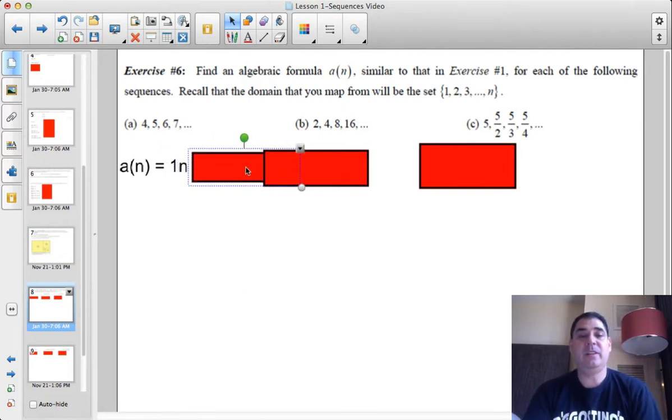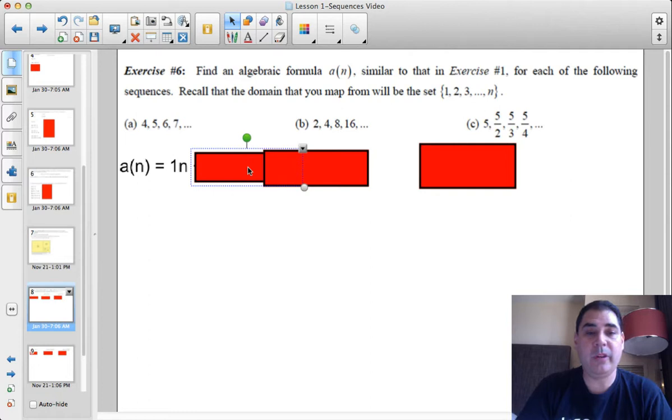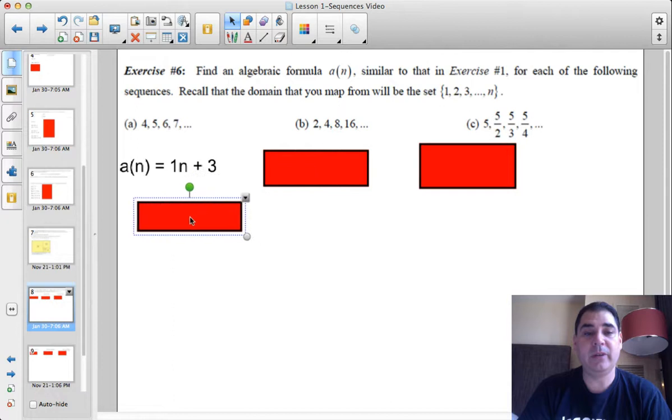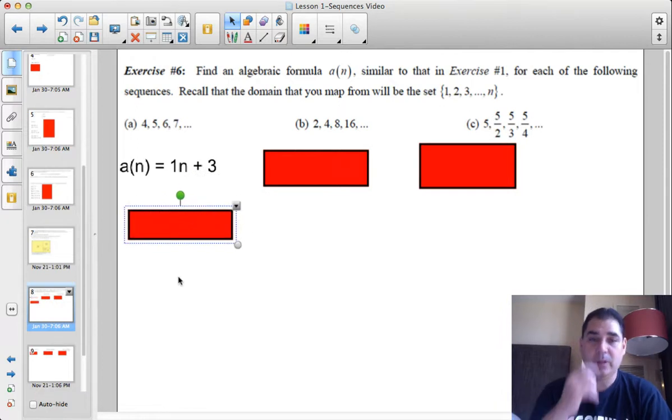Now let's see if we can figure out what the other part of the formula is going to be. If I plug a 1 in, I want a 4. So 1 times 1 is 1, plus what will give you 4? What should the rest of the formula be? Now if I plug a 2 in, I need a 5. 1 times 2 is 2, plus what gives you 5? You guessed it, 3. So there is your algebraic formula.